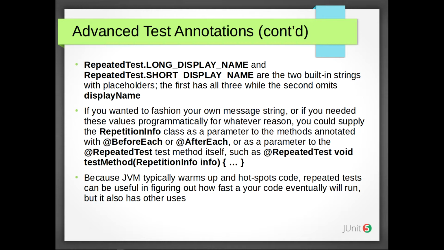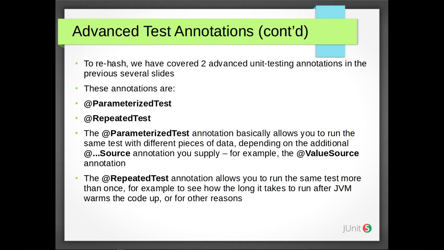Because the Java Virtual Machine typically warms up and hotspots code, repeated tests can be useful in figuring out how fast your code will eventually run, but they also have other uses. To rehash, we have covered two advanced unit testing annotations in the previous several slides.